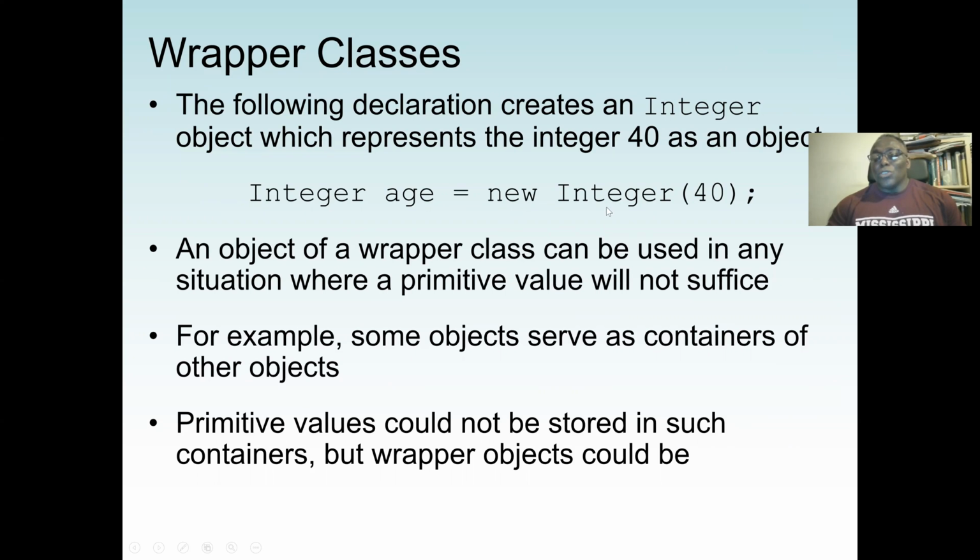Actually, anytime we use the new keyword, it's like dynamically allocating a memory space for an object, not for a primitive type. So an object of a wrapper class can be used in any situation where a primitive value will not suffice. For example, some objects serve as containers of other objects. Primitive values could not be stored in such containers, but a wrapper object could be, because it's a class, it's an object.